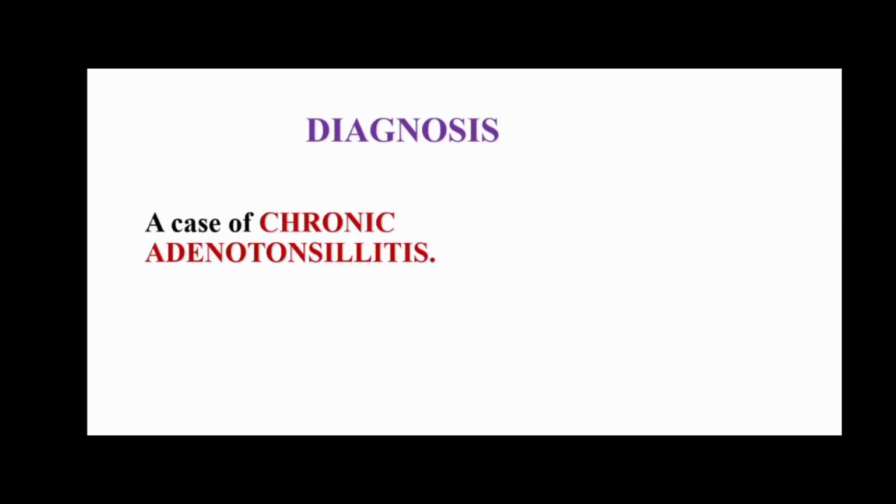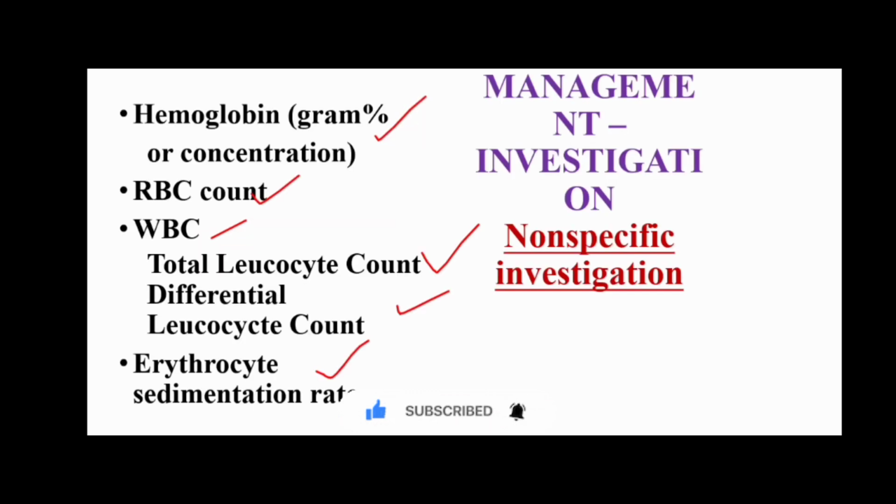And coming to the final diagnosis. It is a case of chronic adenotonsillitis. If it is less than 3 months, that is acute. If it is more than 3 months, it is chronic. So the patient developed complaints for more than 1 year, so it is the chronic one. So chronic adenotonsillitis. Here, coming to management and investigation, first we start with non-specific investigation.